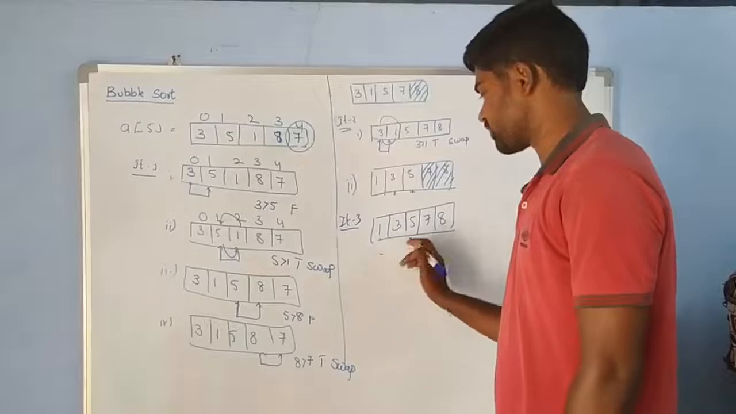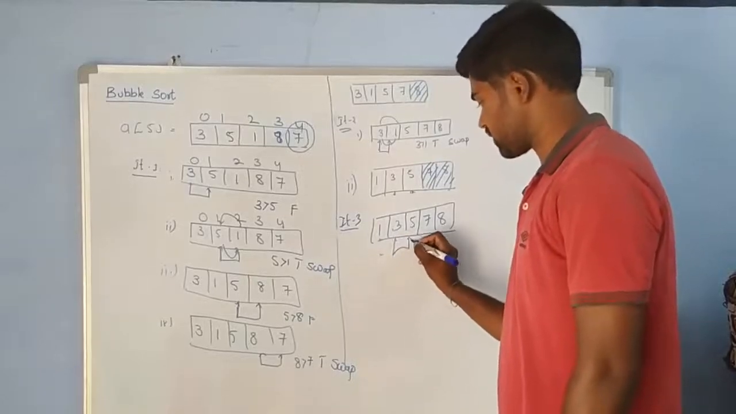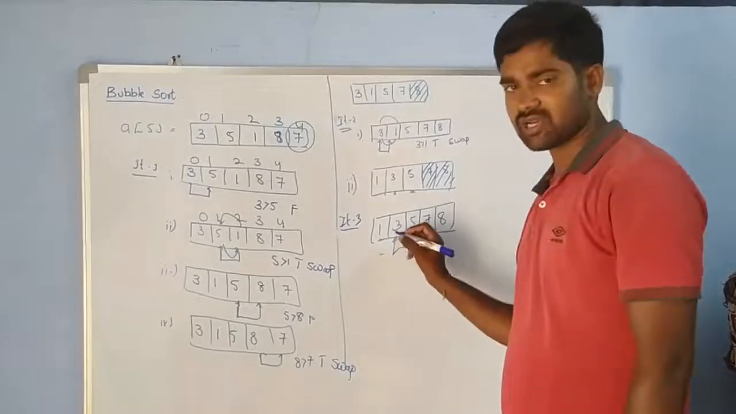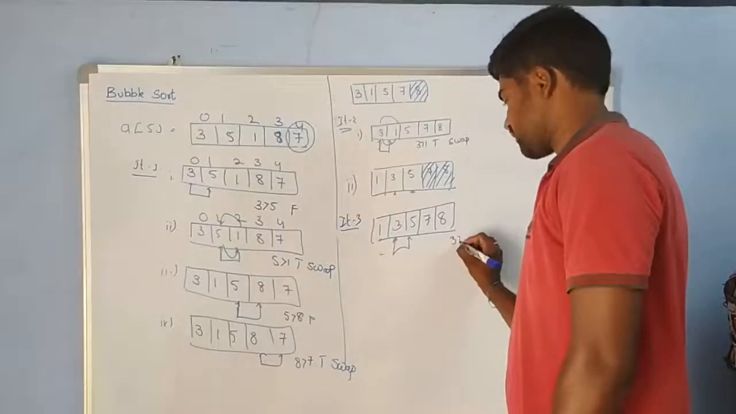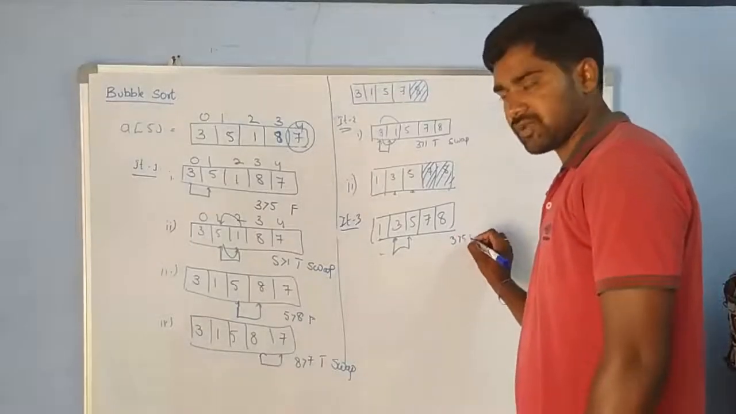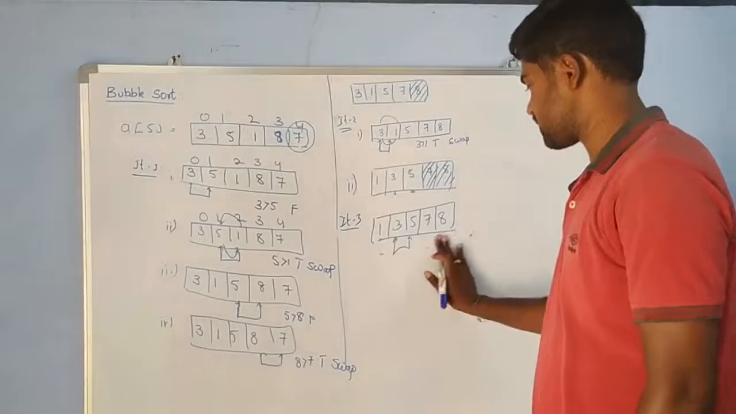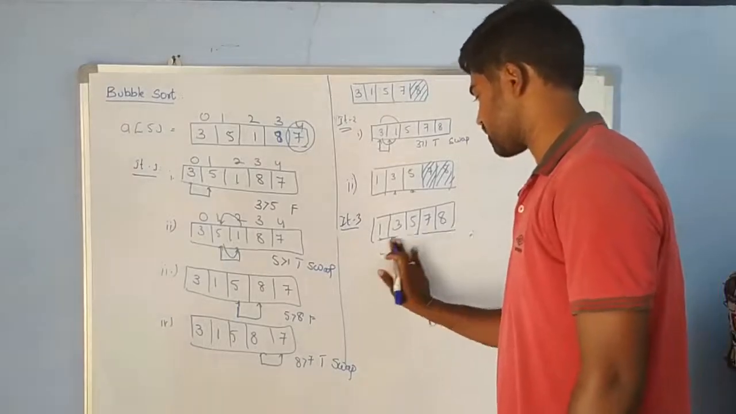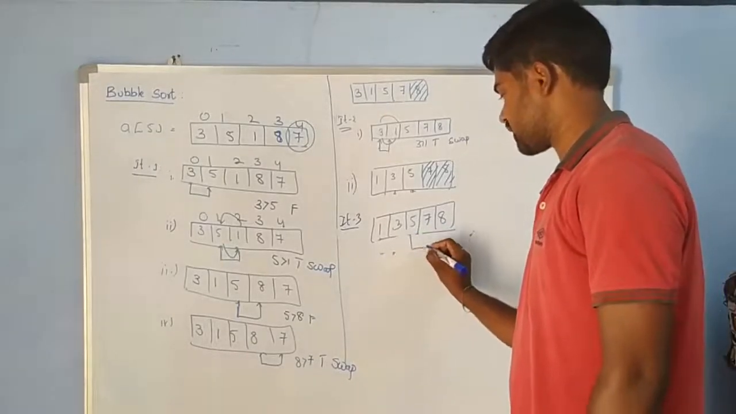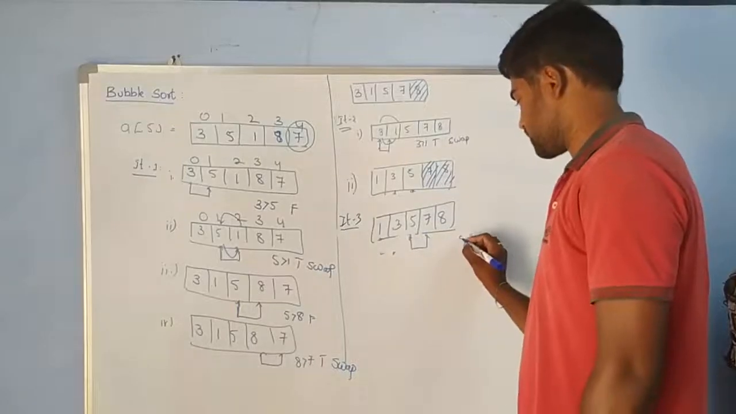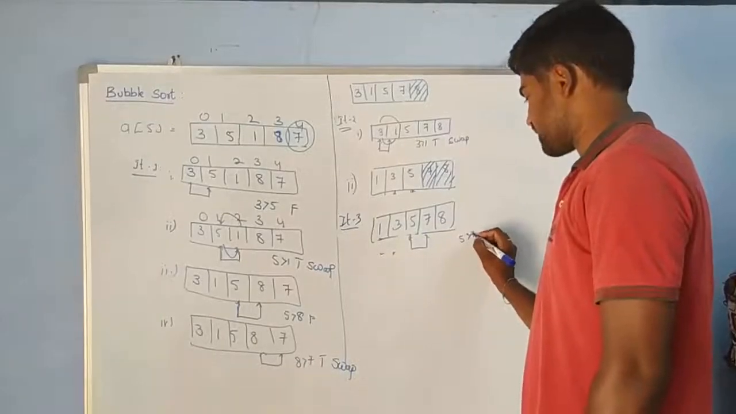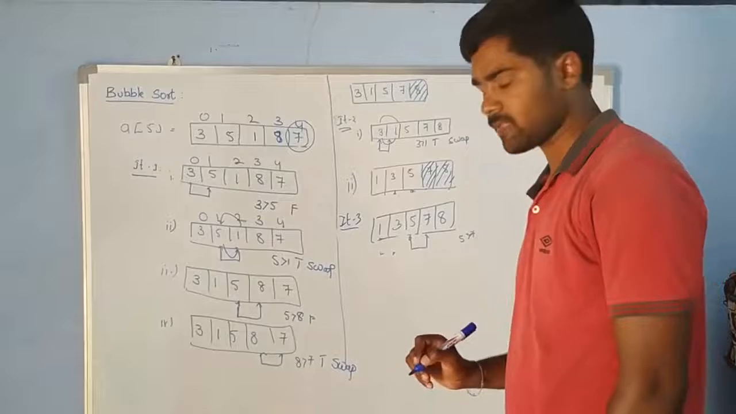When the condition is false, next comparison should be the adjacent element of 3. So what is the adjacent element of 3 here? 3 is greater than 5. Condition true or false? Condition will be false. In the next comparison, what do we have to compare here? The adjacent elements 5 and 7. Is 5 greater than 7? Condition true or false? Condition will be false.